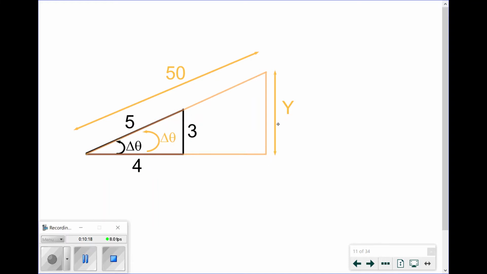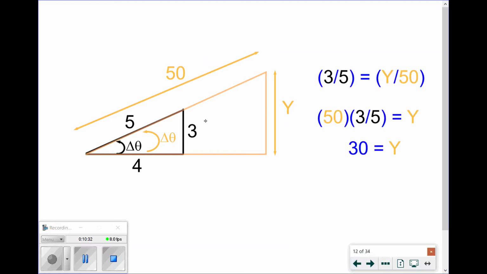Which means if I wanted to find side y, it's got to be proportional to 3, in the same manner that the 50 would be proportional with the 5. So we can actually set up a ratio of sides where I can say 3 over 5 is equal to y over 50. So I can take this side that's opposite this angle and my hypotenuse, say that's 3/5, and set that equal to this opposite side over its hypotenuse, and simply solve.